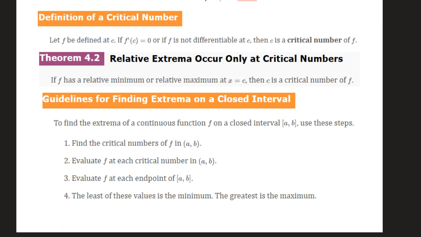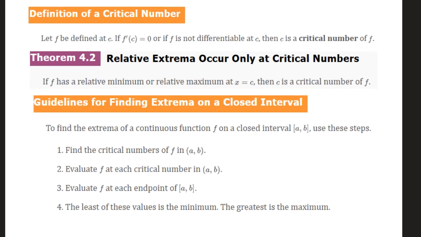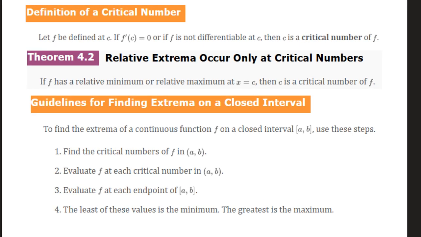Let's also remember the definition of a critical number. That's any value of C that makes f prime of C equals 0 or undefined. Theorem 4.2. If f has a relative minimum or a relative maximum when x equals C, then C is called a critical number of f.